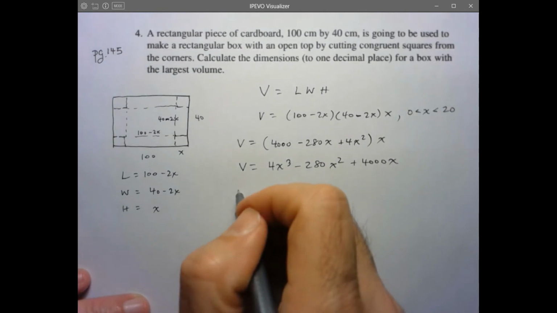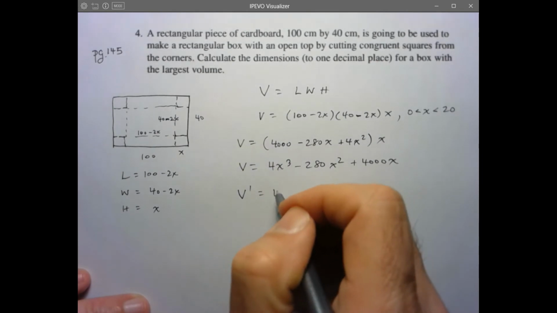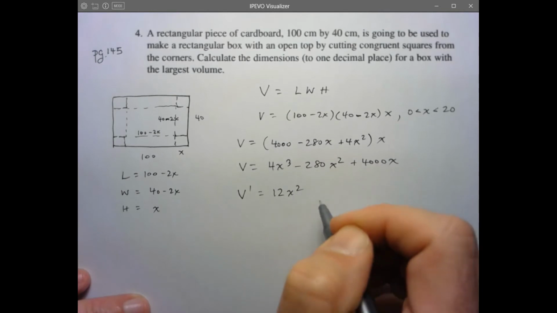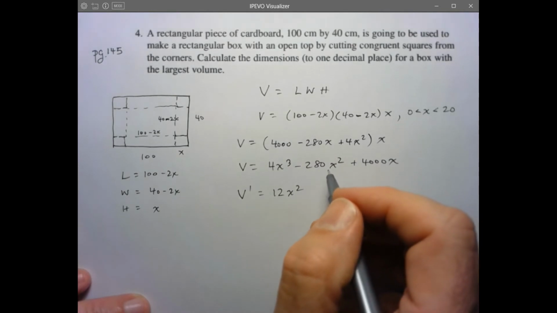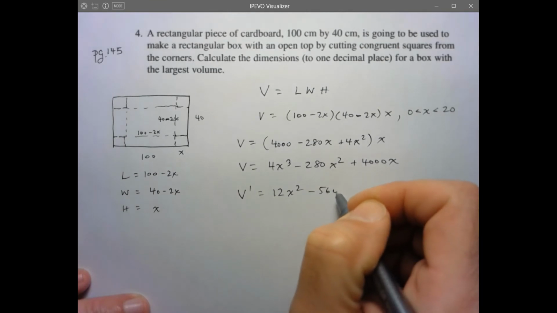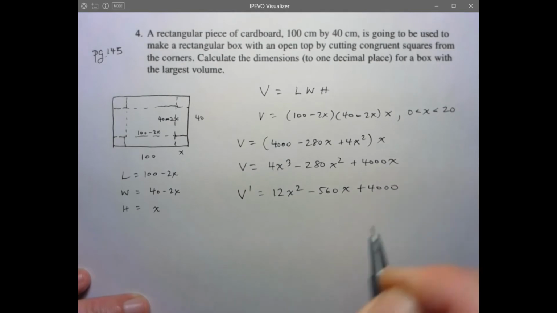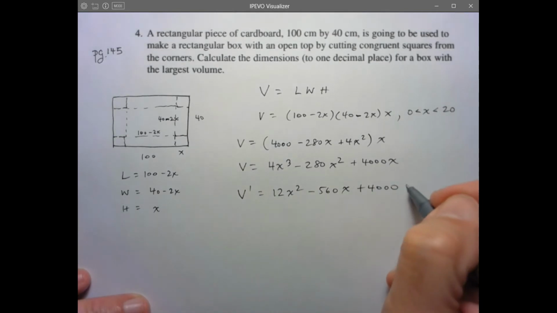All right, so now we'll take the derivative on this here. It'll be much nicer. So we've got 12x squared minus 560x, and then plus 4,000. Okay, and of course we want to determine when this is equal to 0, because we're going to start by looking for our critical numbers.